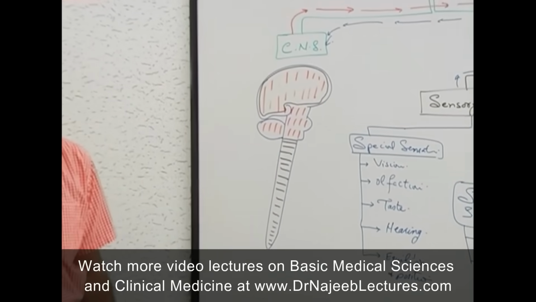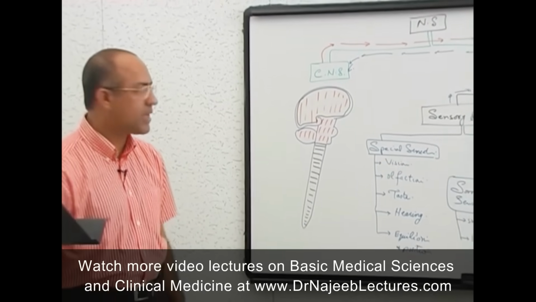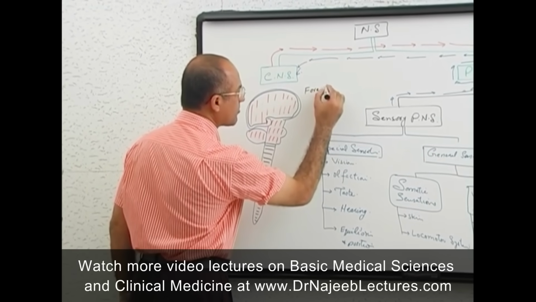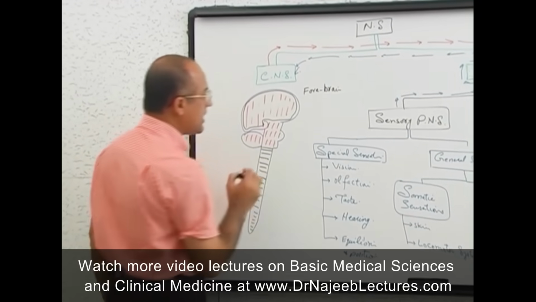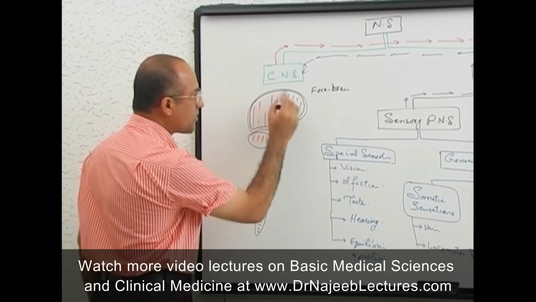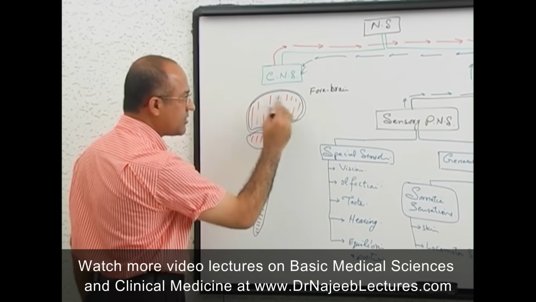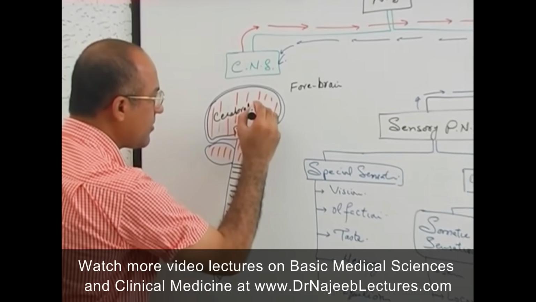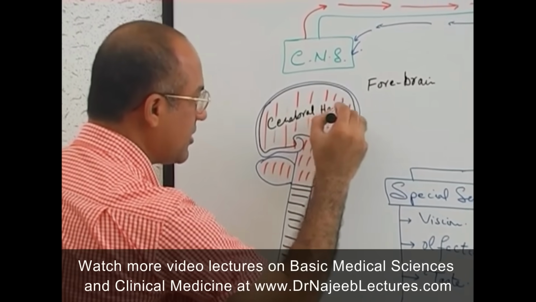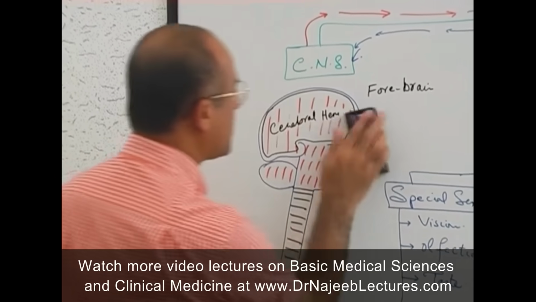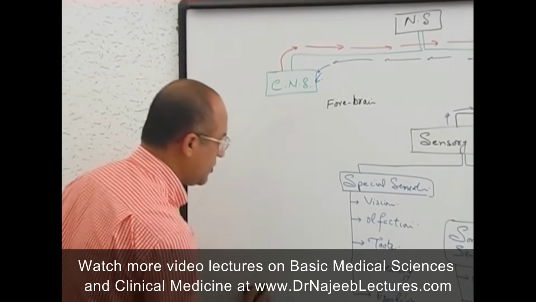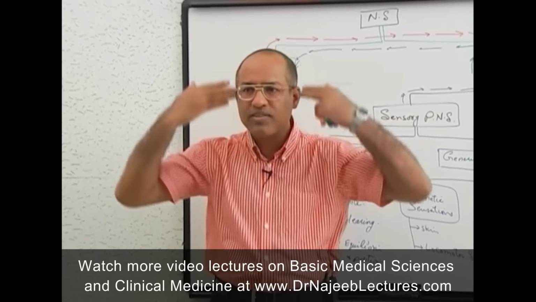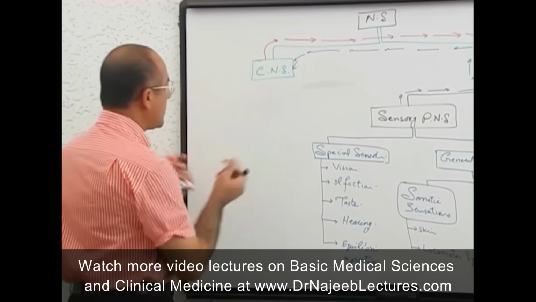This is the forebrain. In the forebrain, this superficial area is called the cerebral hemisphere. Okay, let me make a diagram from the frontal view. As you see, that will make it more clear. If I'm standing like this and you make a section of the brain, right?